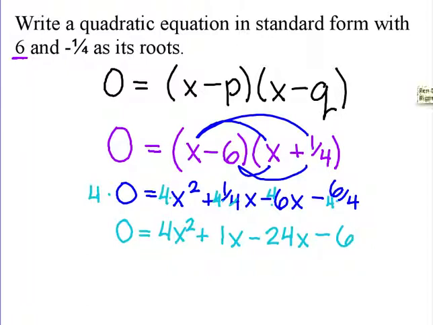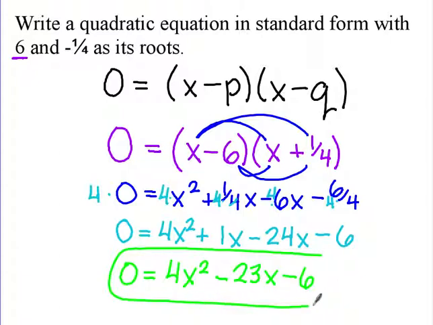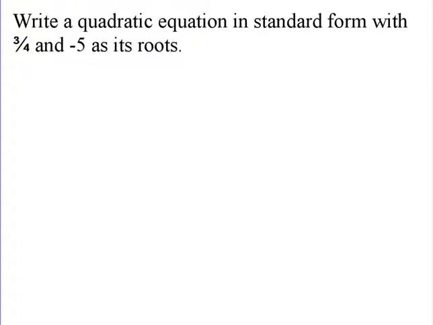My final step will be to combine my x terms. So my x terms make my middle term what? -23x. And there you go. So remember, you can't have fractions, you can't have decimals. Questions? Okay, do we need to look at another one of those, or do you think one was enough?